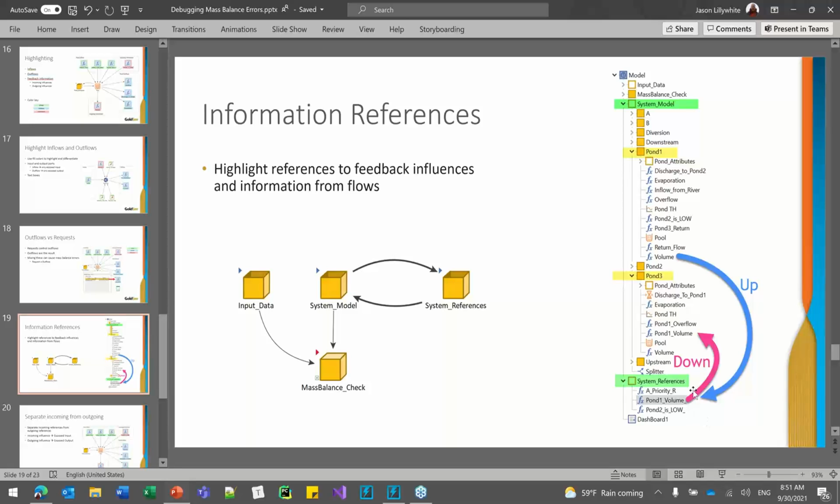But then over in the other pond, pond 3, if we want to refer to that volume, instead of referring to it directly, we're just going back down with a reference back into that pond. And so what you end up with at the upper level is this feedback view up here from system references over to the system model. Okay, so by organizing the model this way, it makes it much more clear when you're trying to do an accounting of all the flows and where they're going.